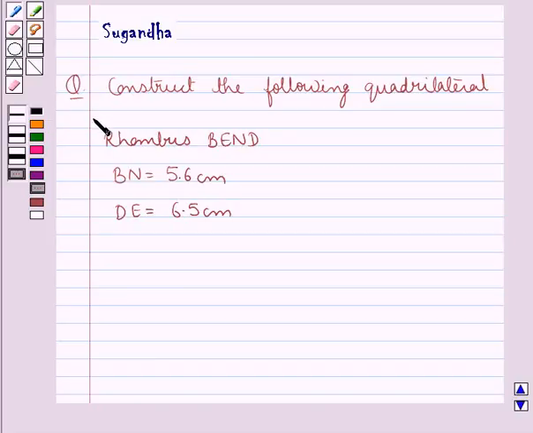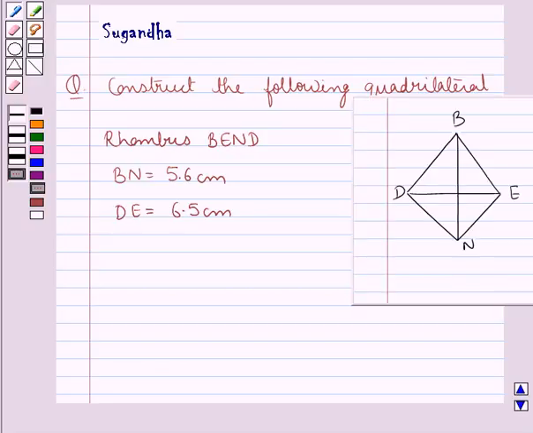The question says, construct the following quadrilateral, rhombus BEND, where BN is 5.6 cm and DE is 6.5 cm. Now before drawing the actual figure, first let's have a look at the rough sketch of the quadrilateral BEND, where BN, that is one diagonal of the rhombus, is given to be 5.6 centimeters and the other diagonal DE is 6.5 centimeters. Now let's move on to the solution.